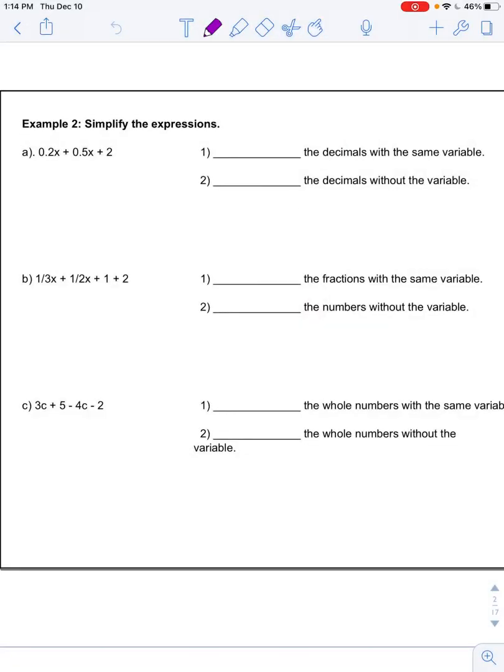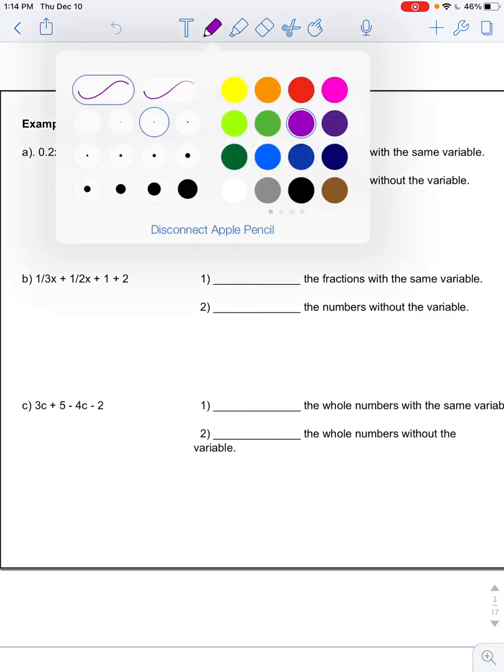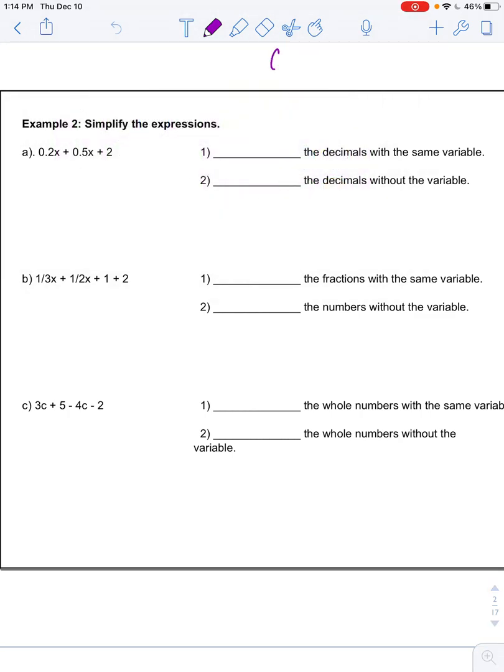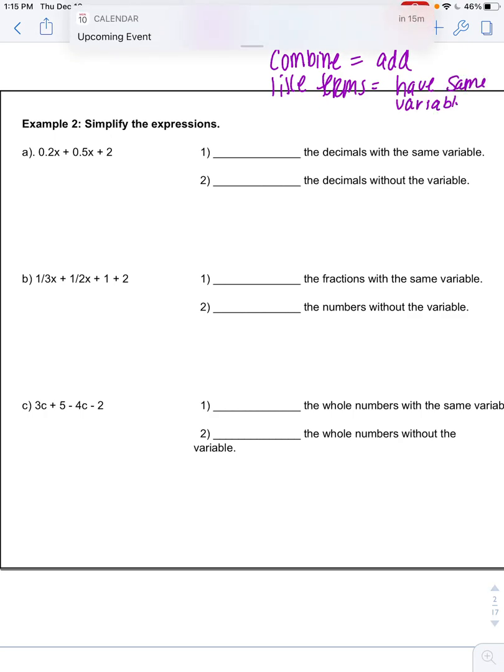Okay, so we're going to continue on with combining like terms. We're going to take it one step further. So remember we said combine means to add, and like terms have the same variable. Okay, so we will need those two things.